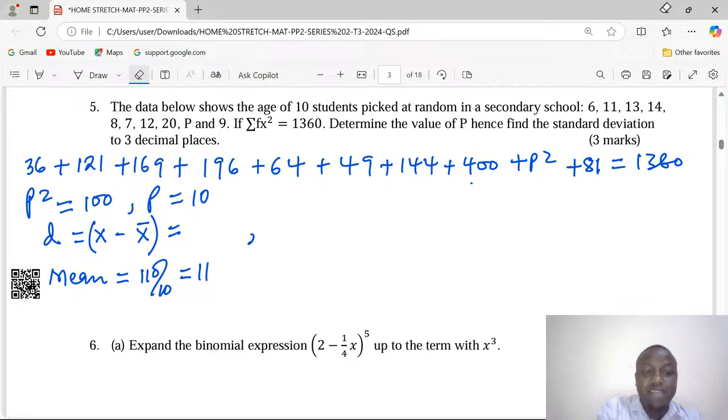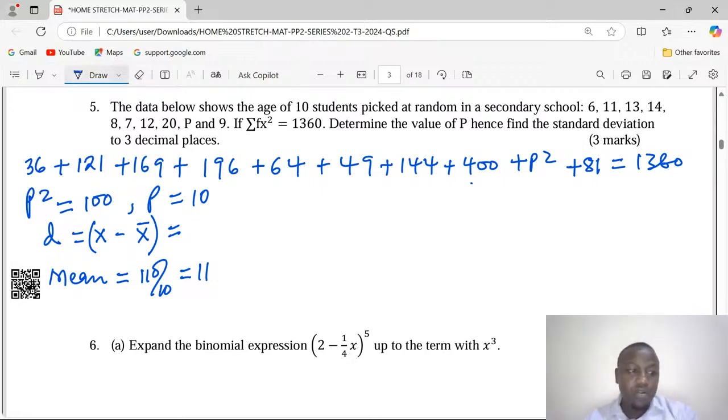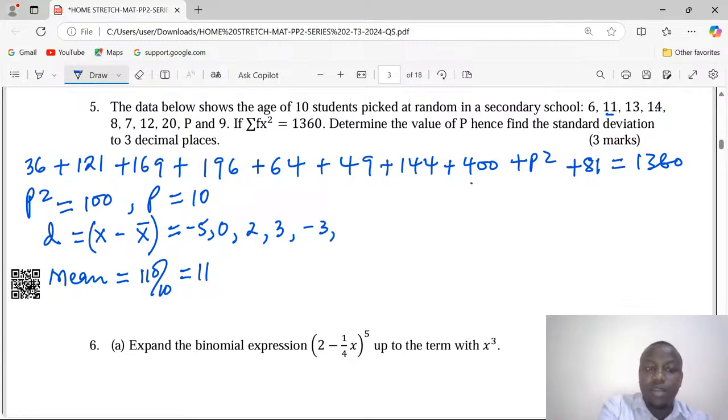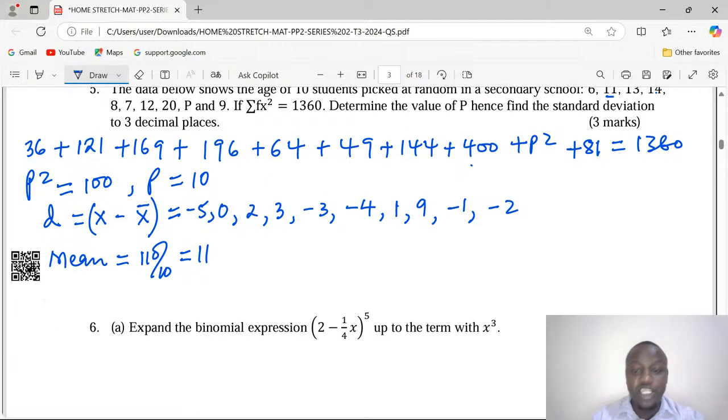So when we are taking deviations from the mean now, each value and how it has deviated from 11. So 6 minus 11, -5. 11 minus 11, 0. 13 minus 11, 2. 14 minus 11, 3. 8 minus 11, -3. 7 minus 11, -4. 12 minus 11, 1. 20 minus 11, 9. 10 minus 11, -1. 9 minus 11, -2. These are the deviations from the mean.